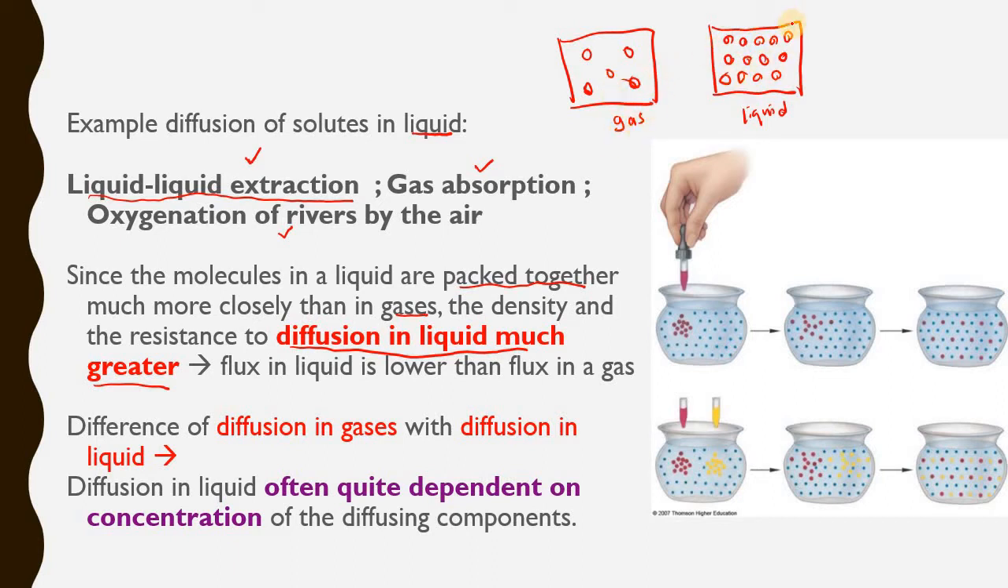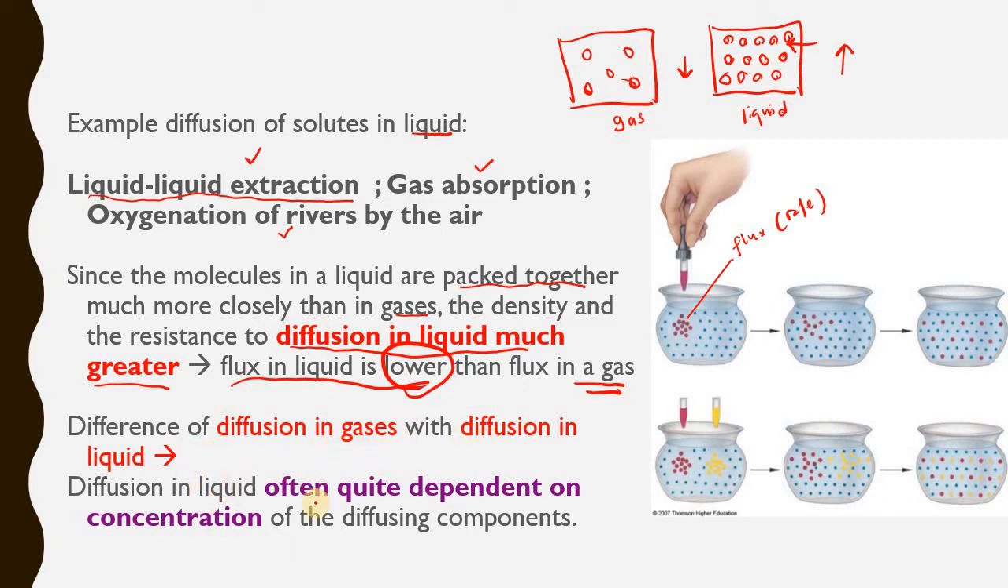When the molecule arrangement is quite close and packed together compared to gases, the resistance to diffusion is greater compared to gas. And when the resistance is greater, the flux is lower. For example, when we put dye in the liquid, the flux, or the rate of diffusion, for the dye to diffuse in the water is actually lower than in the gas. So that is one difference between diffusion in gas and diffusion in liquid.